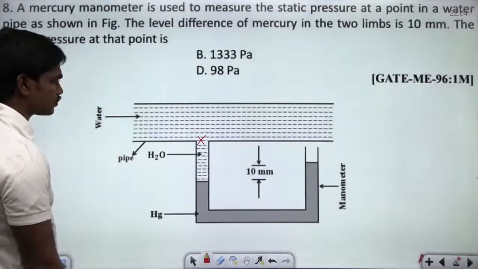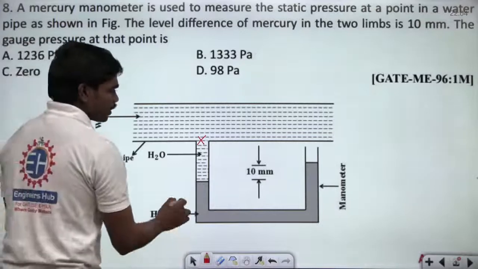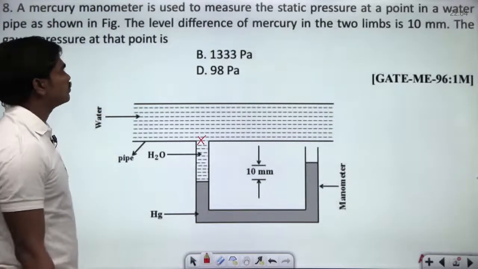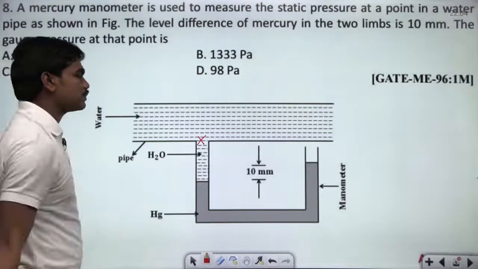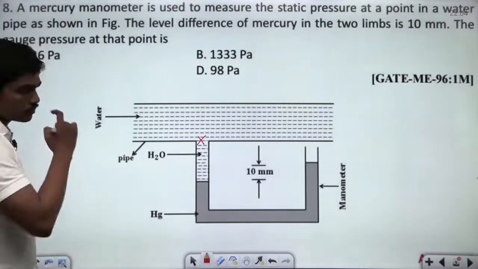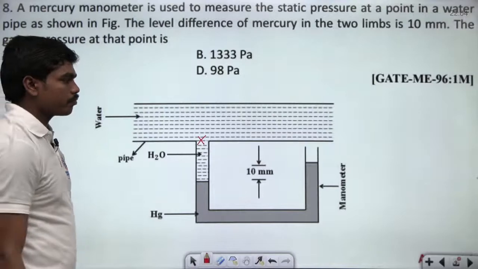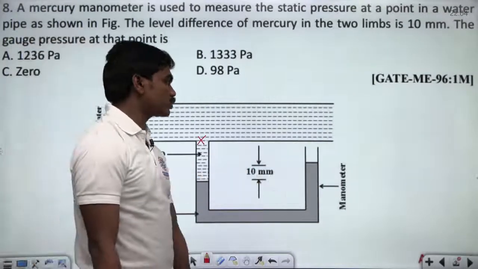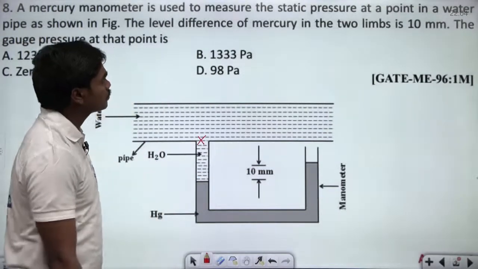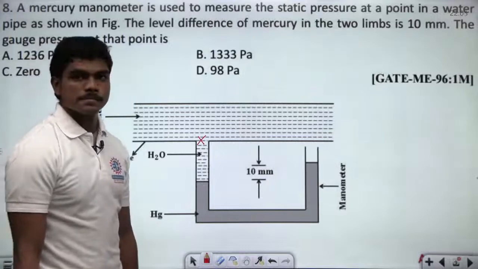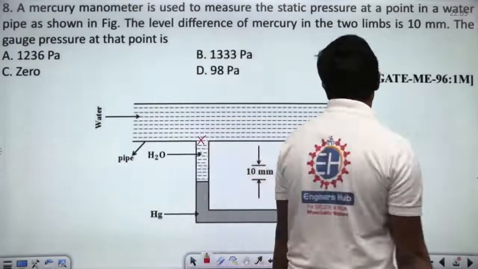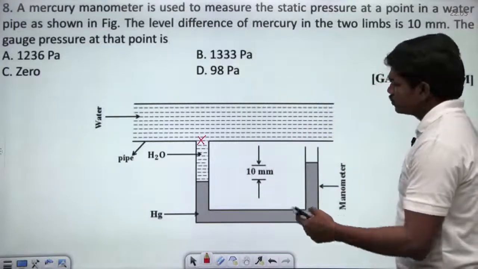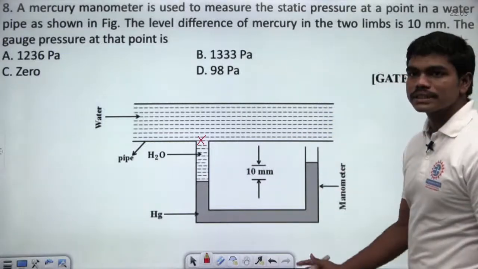Please try to solve this question. They are asking you the gauge pressure at that point. So basically they are asking you for this gauge pressure at this point. This is open to atmosphere. So please try to solve this question.